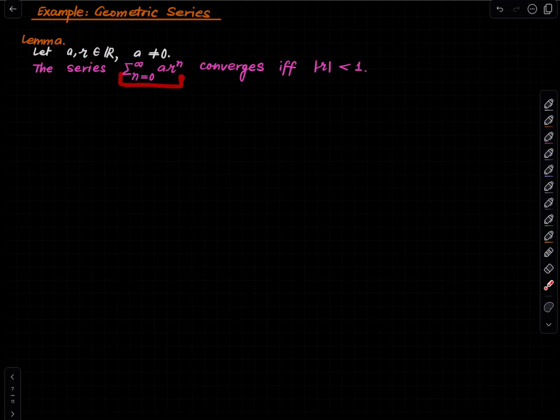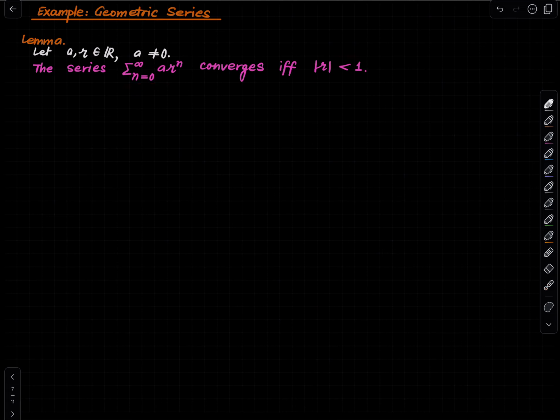So this is an infinite series. Here we're starting with the index 0 rather than 1. You can start with other indices; 0 here, you can also start with 3 if you like. But here we start with 0. So the first term of this whole sum is a. The second term is ar. The third term is ar squared, and so on. Right? So we want to show that this converges if and only if this is the case.